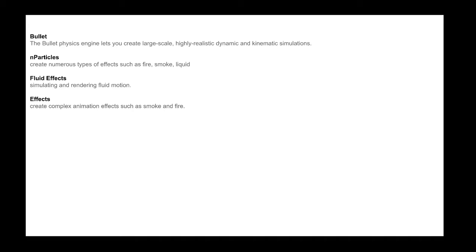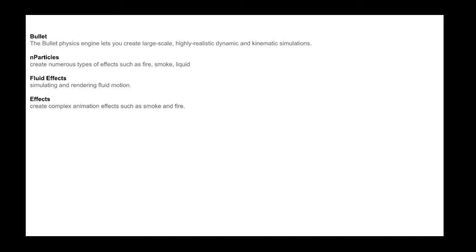One of them is Bullet. The Bullet physics engine lets you create large-scale, highly realistic dynamic and kinematic simulations. The other one is nParticle, to create numerous types of effects such as fire, smoke, or liquid. Fluid effects is another simulation engine. It's for simulating and rendering fluid motion, like highly realistic liquids such as ocean, water, sea, these kinds of effects.